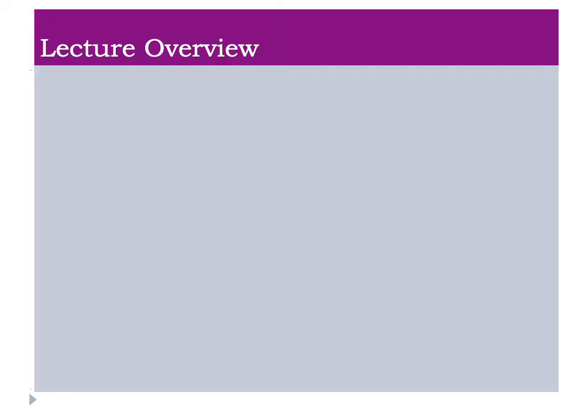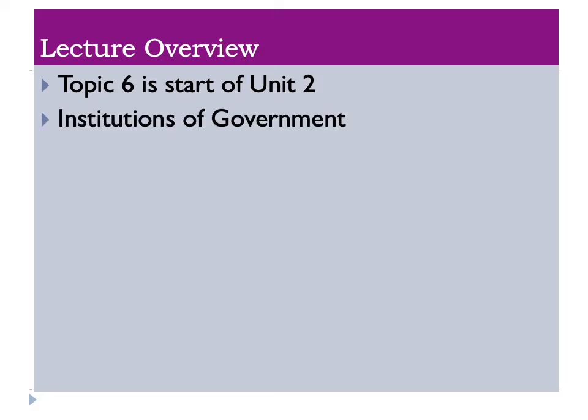So what are we going to be taking a look at in this lecture? Well, Topic 6 is the beginning of a new unit for this class, Unit 2. In Unit 2, we begin looking at institutions of government. The first institution that we start with is the United States Congress. This lecture is dedicated to providing an overview of the United States Congress.